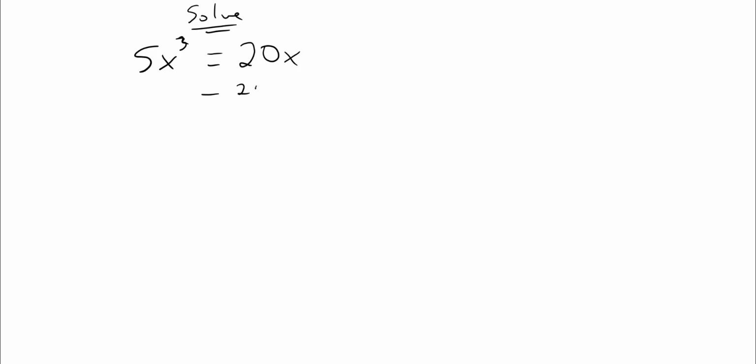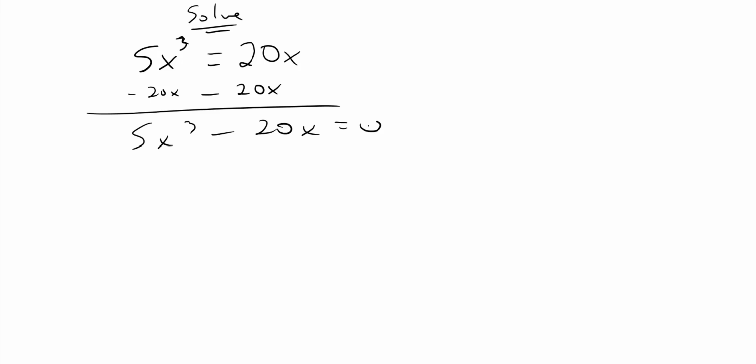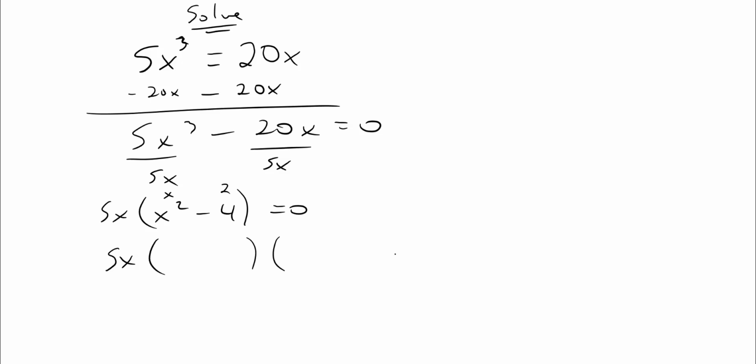So the first thing I'm going to do is I'm going to subtract 20x from both sides. So you get 5x cubed minus 20x equals 0. Okay, next thing is greatest common factor, which is 5x. So you get 5x times x squared minus 4. And you guys should recognize x squared minus 4 is a difference of two squares. The square root of x squared is x, square root of 4 is 2. So it looks like 5x, and then in parentheses, it's x plus 2, x minus 2. Okay? And that equals 0, of course.